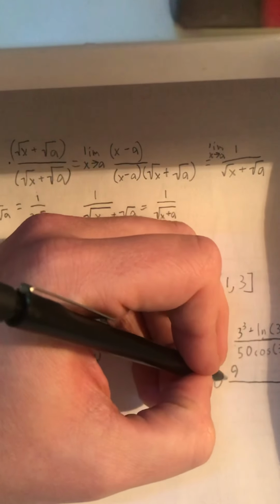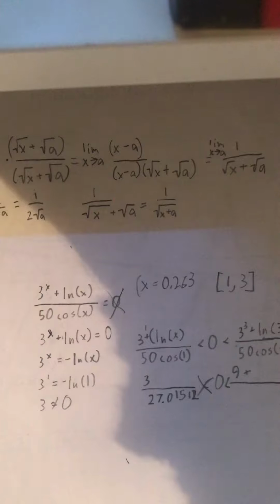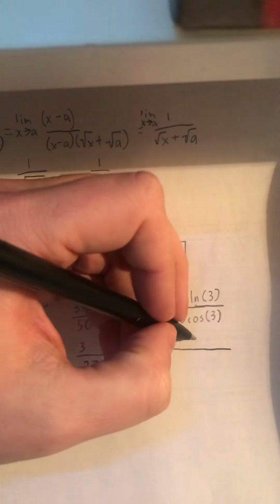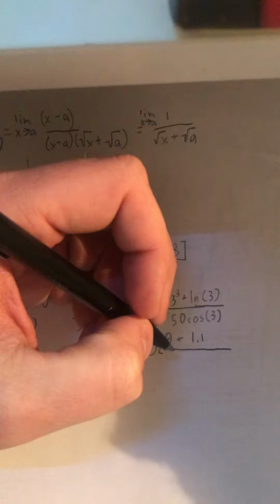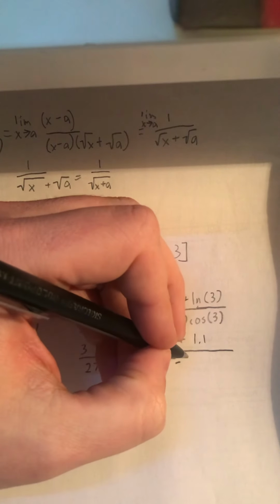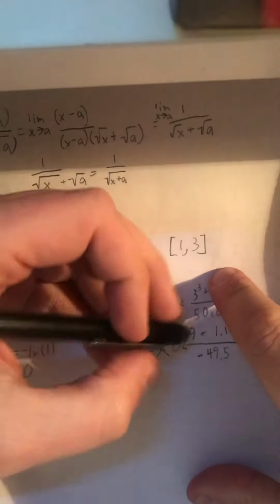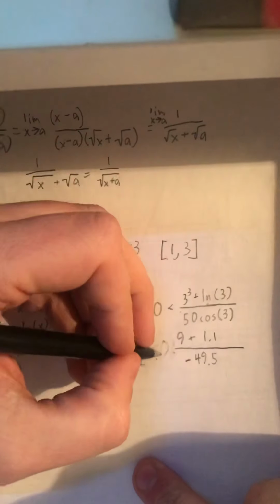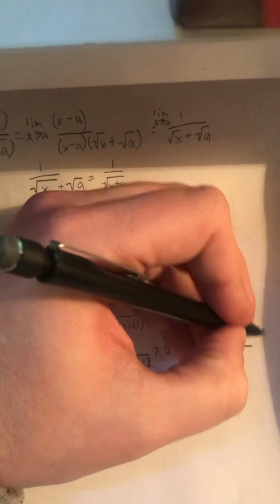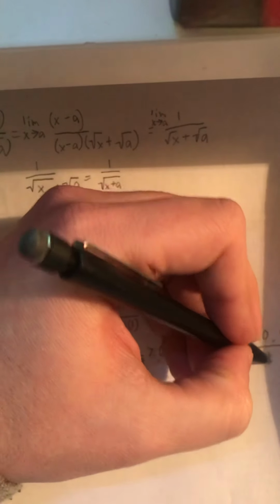Going on the other side, 9 plus the natural log of 3 is roughly equal to 1.1, and the 50 cosine of 3 is interesting, negative 49. Okay, so this comes out to 10.1. 49.5.